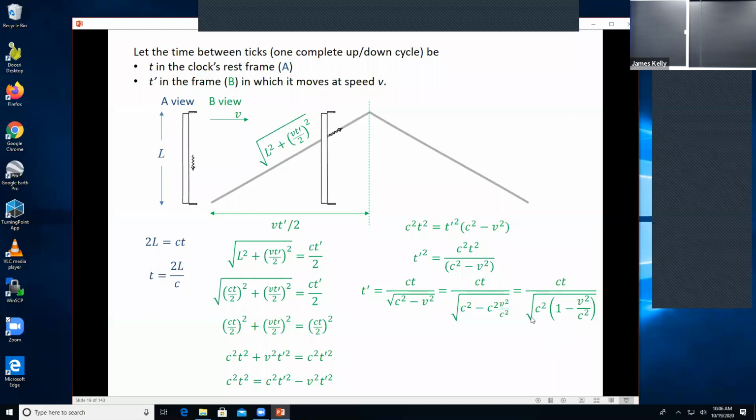And then we can use the property that if I have the square root of a product of things, that's equal to the product of the individual square roots. So that can be written as the square root of c squared times the square root of this thing in parentheses here. And then finally, I can cancel this square root of c squared, which is just a c, against this c up there. And that leaves us with the formula that we were after.